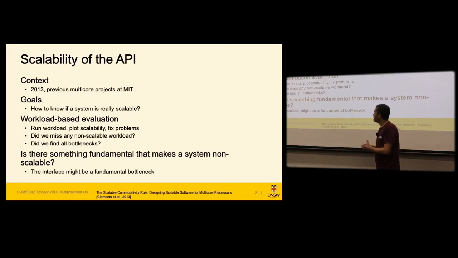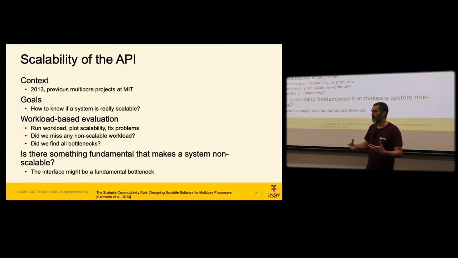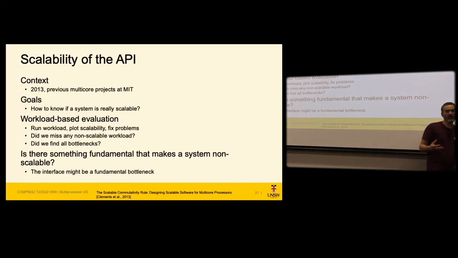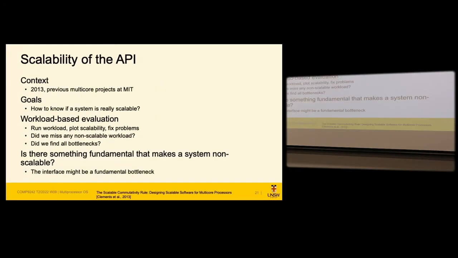And so they ask themselves, is there something fundamental that makes a system scalable? Is there something we could look at over the whole system and point at and say, this makes it scalable, it should be scalable, but it's not, or these things won't be scalable, so we don't have to worry about them. And so they decided, let's look at the interface, the API of the operating system. The interface itself might be a bottleneck. It might not be possible to implement a scalable version of a particular interface. And so what they came up with was this thing called the scalable commutativity rule.